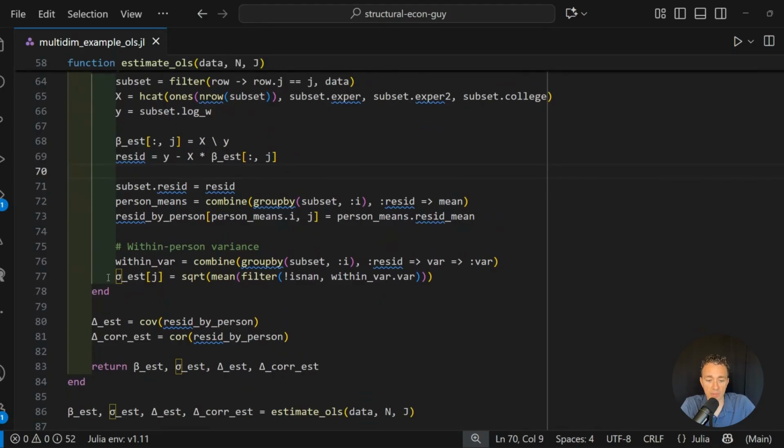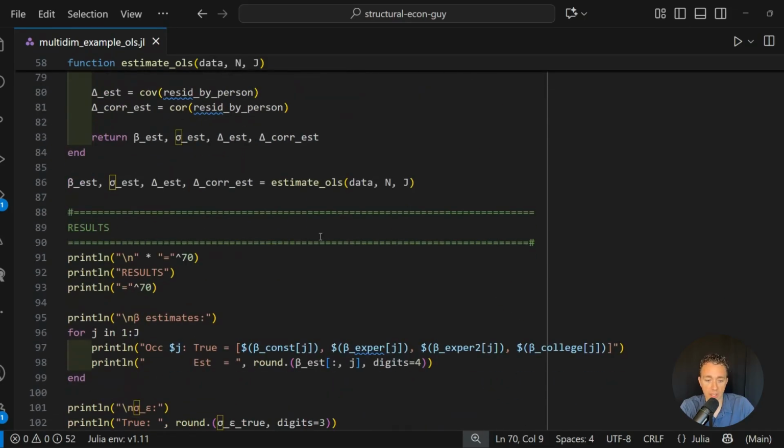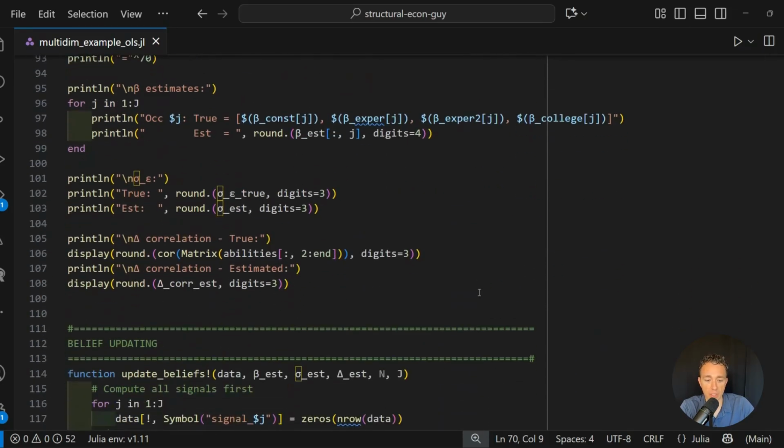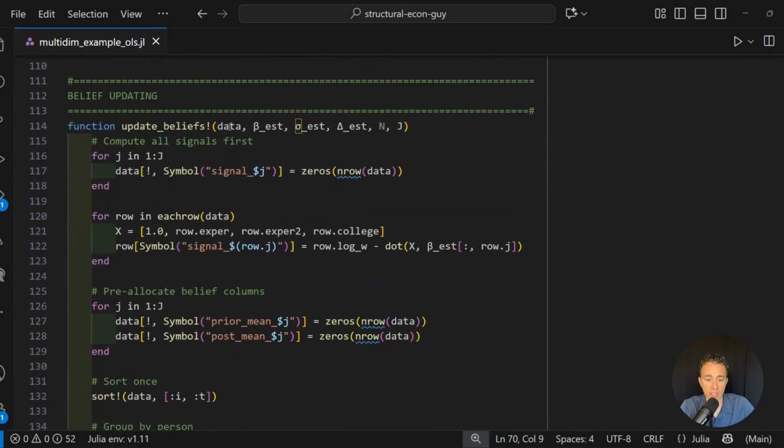So the idiosyncratic variance is just going to be the variance in the residuals averaged within person, averaged across people. And then the covariance matrix for the abilities is going to be the average residual, correlated across people. And this would change if we had a more realistic model, so I don't want to spend too much time breaking that down. But the point is we can estimate these parameters, and then once we have the parameter estimates, we can go through the belief updating formulas that we had from a couple videos ago.